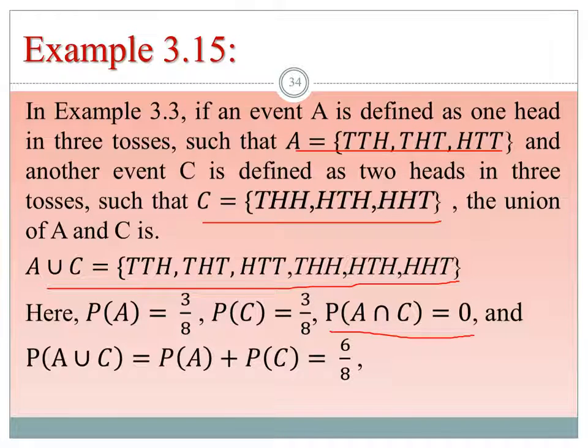So the probability of A is equal to 3 by 8 and the probability of C is equal to 3 by 8. In this case, the intersection term is equal to 0. So the probability of A union C is equal to the probability of A plus the probability of C, which should be equal to 6 over 8. Okay. All right.